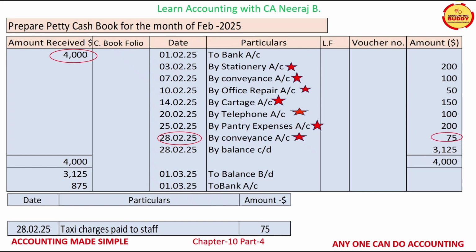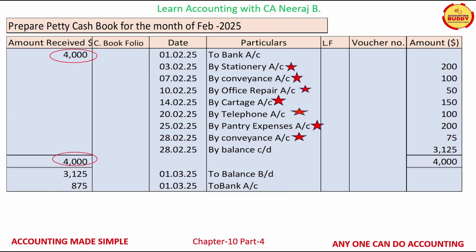Now when from the total amount received column of $4,000 we deduct the sum of all the petty cash payments, the petty cashier is left with a petty cash in hand balance of $3,125, which will be recorded on the last day of February 25, that is 28th of February, by writing the words "By balance carried down." By doing this process, the petty cash book is balanced.